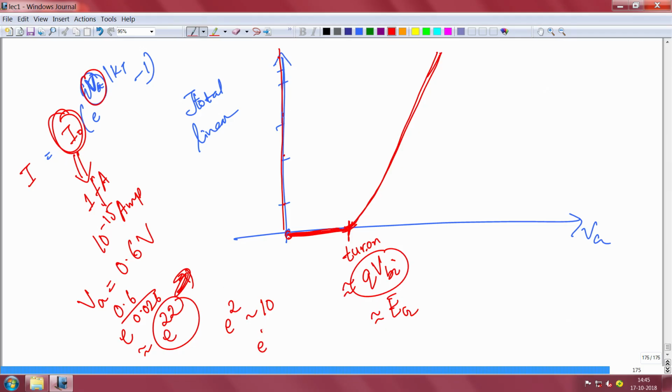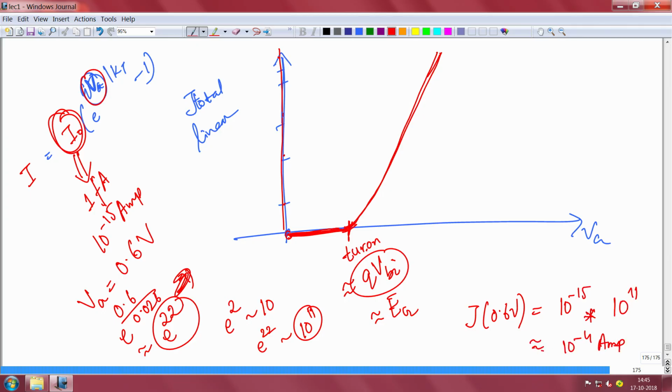So, e to the power 22 will be equal to 10 to the power 11, slightly more or slightly less than that. So, you can say that the total current at 0.6 volt is equal to 1 femtoamp, which is 10 to the minus 15 amp, times 10 to the power 11, which is equal to 10 to the power minus 4 amp, that is equal to 100 microamp. See, from 1 femtoamp to 100 microamp, which is the same as 0.1 milliamp, the current increased from this to that. It is a huge change in current.